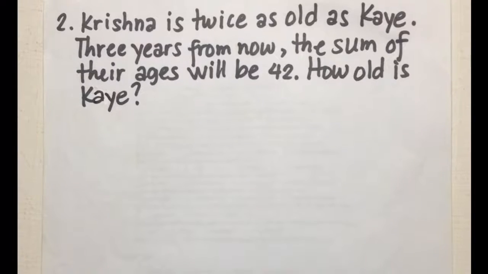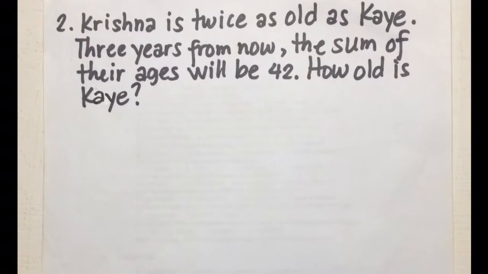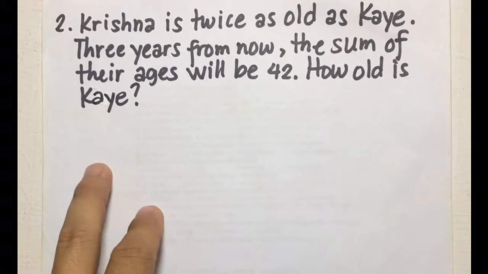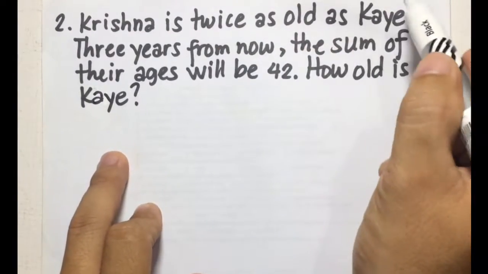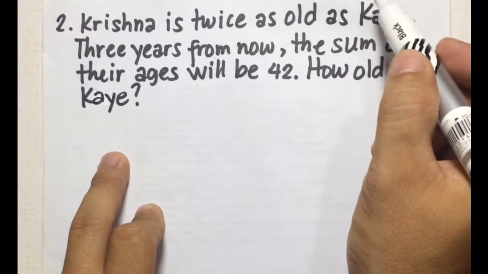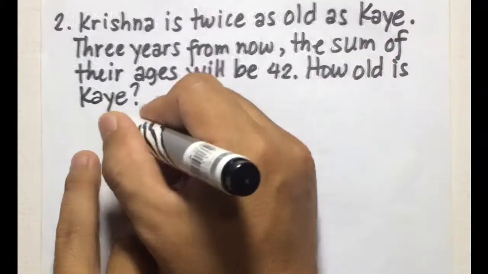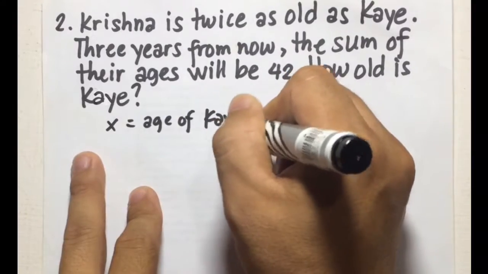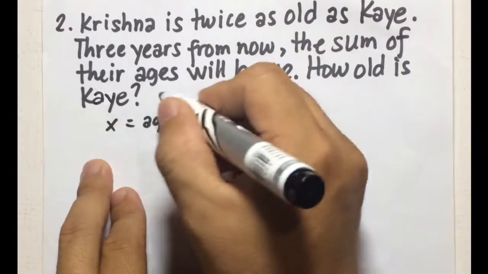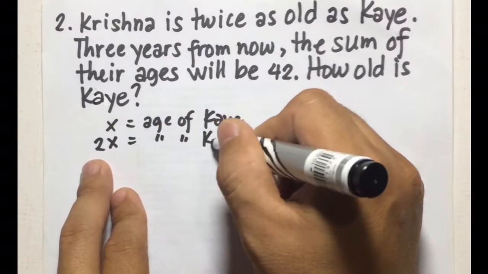Number 2. Krishna is twice as old as Kay. 3 years from now, the sum of their ages will be 42. How old is Kay? Again, let's have some representations based on the first given. Krishna here is twice as old as Kay. So we can let X be the age of K. Then Krishna's age is twice, so we can have 2X. This is the age of Krishna.